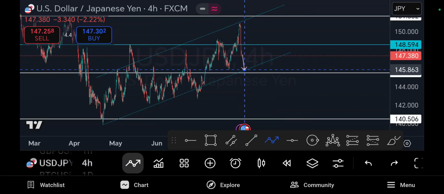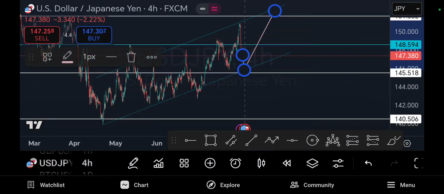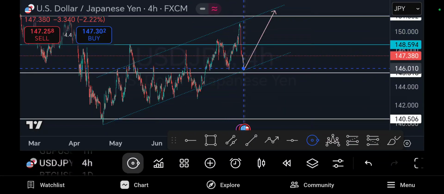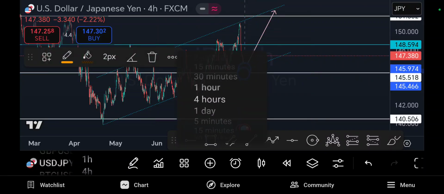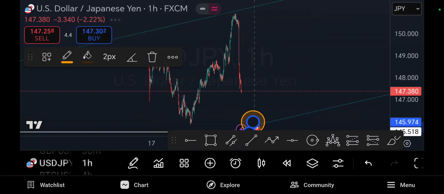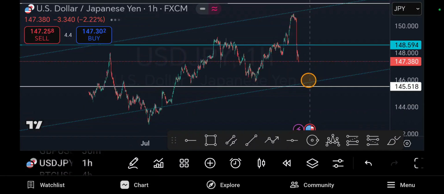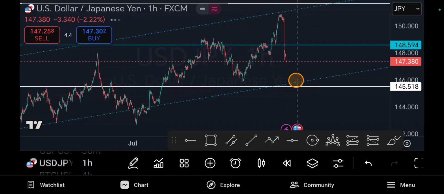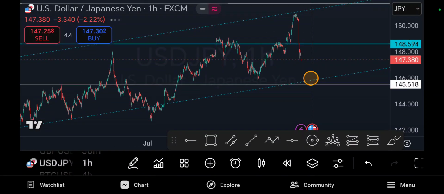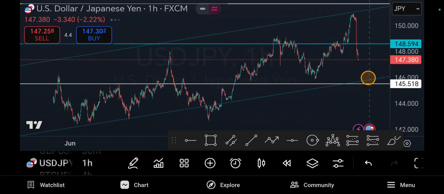What I'm anticipating now: wait for it to touch this zone with this confluence here, push to the upside. Simple, clean. That's the 4 hour. And you are done. You don't need to do much. That's all you need. You are basically done.